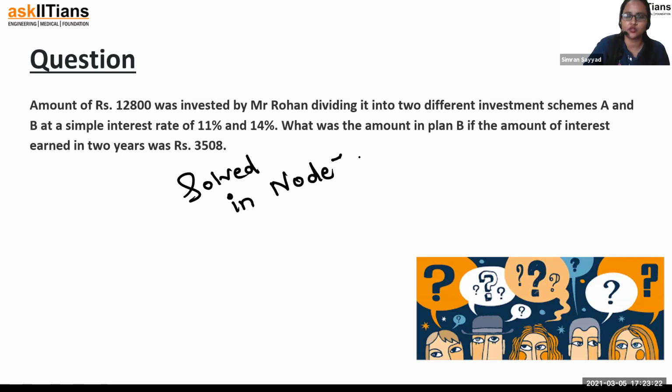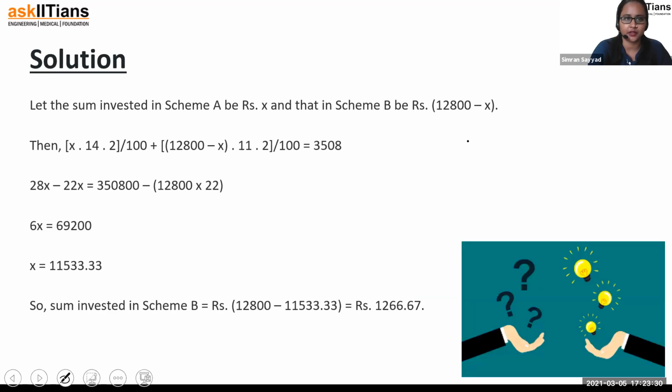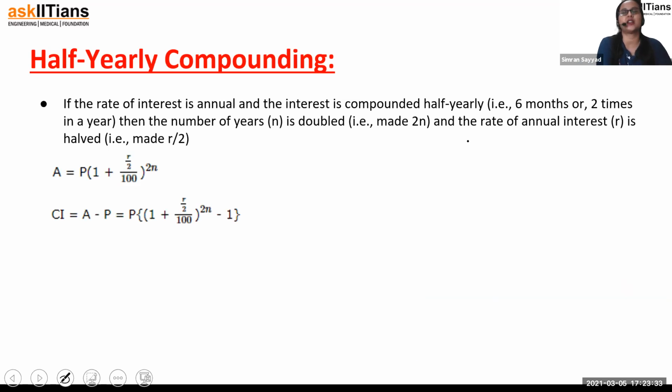We solved this in note 3. Today is your note 4, class 4, or class 3, I'll write class 3. That was the one associated with the normal compounding, normal compound interest. So this is half yearly compounding.